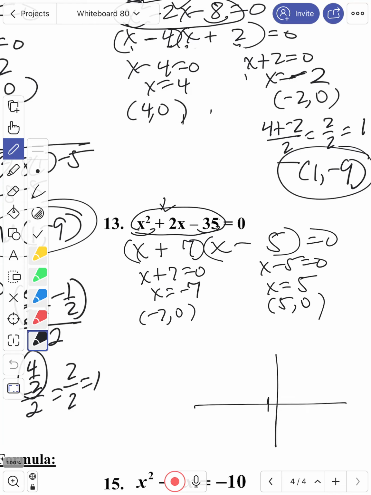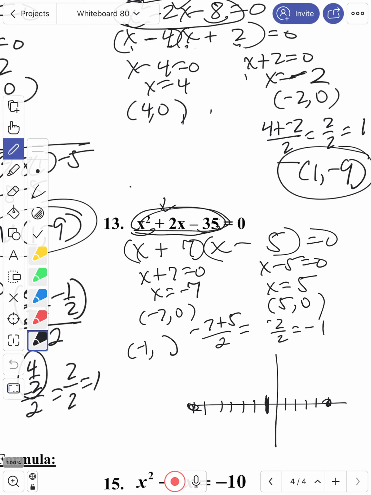So if you're asked to graph this, you could get started. (Negative 7, 0) and (5, 0). I'm going to average these together and divide by 2. That gives me negative 2 over 2, gives me negative 1. Which makes sense because it looks like negative 1's right in the middle of those.